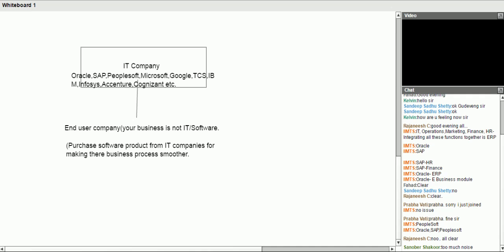What is the important point to note is the end user company. What is the end user company? An end user company can be a retail company, a finance company, a construction company, an insurance company, or any company. So this is the concept, how business runs.